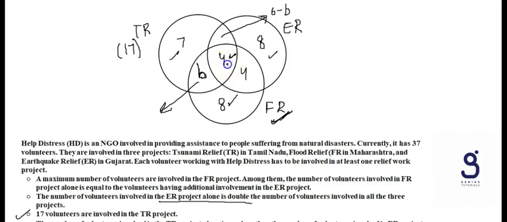That means 1 is withdrawn from TR and it will be shifted in this region. Okay, and if it will be shifted in this region, this will become 5. 1 in this region, this will become B plus 1. Okay, and 1 in this, and remaining all in this region. That means this will become 6 minus B plus 2. That means 8 minus B.